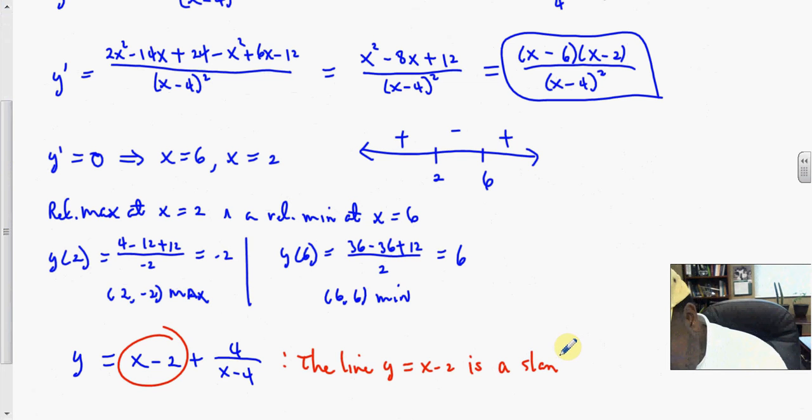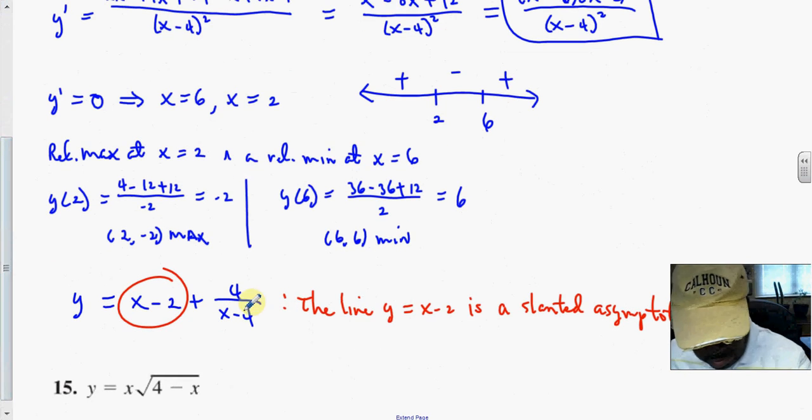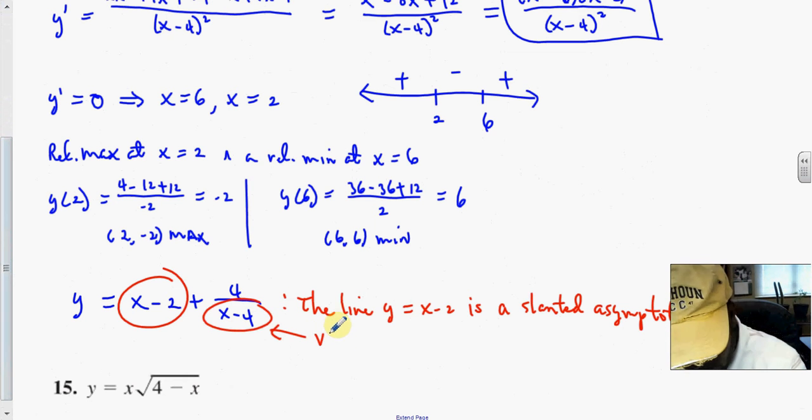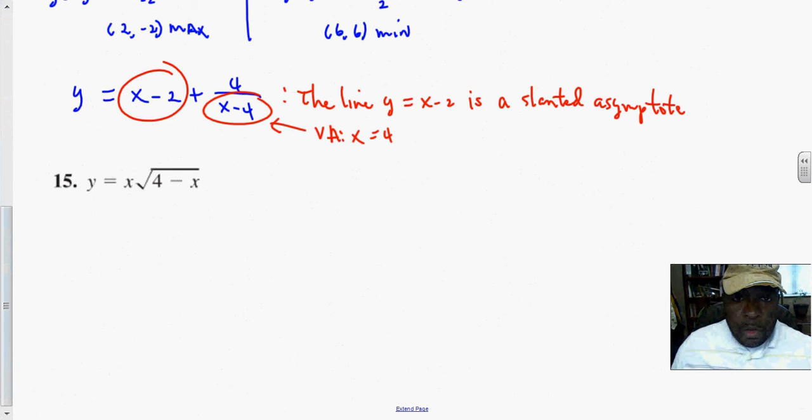So the line y equal to x minus 2 is a slanted asymptote. It's not a horizontal, it's not a vertical asymptote, it's slanted. And then from here, our vertical asymptote is x equal to 4.